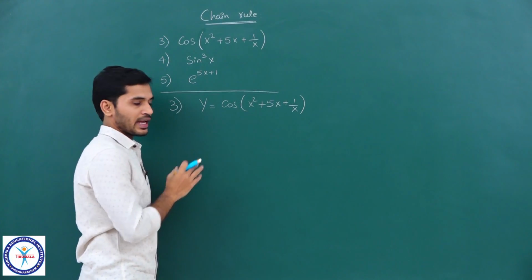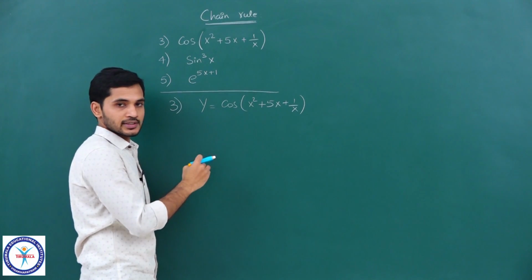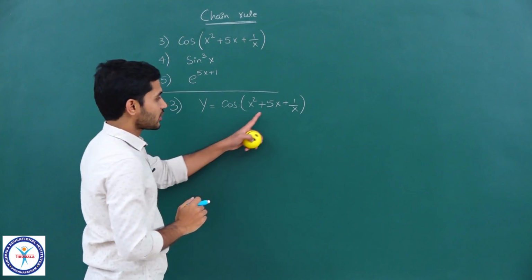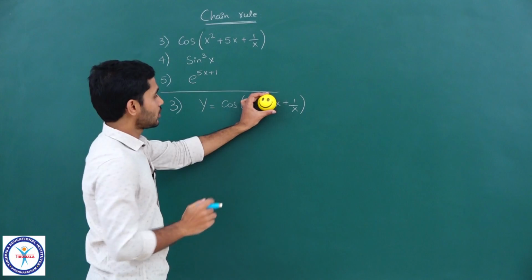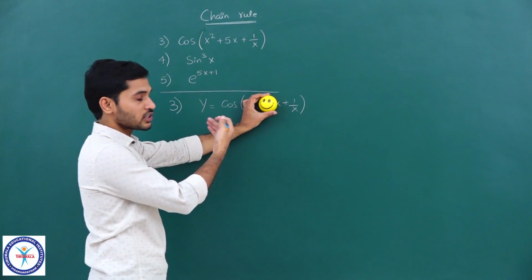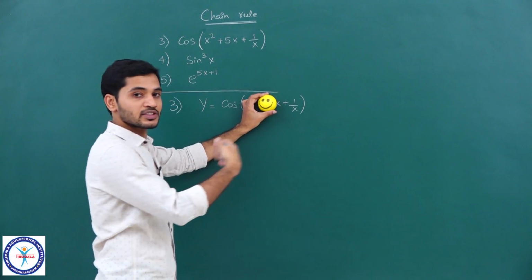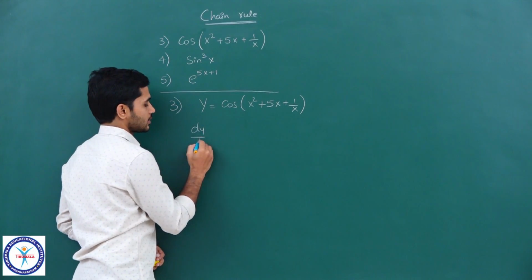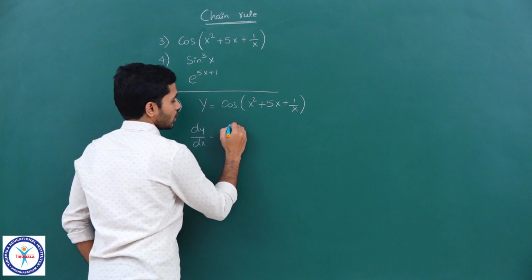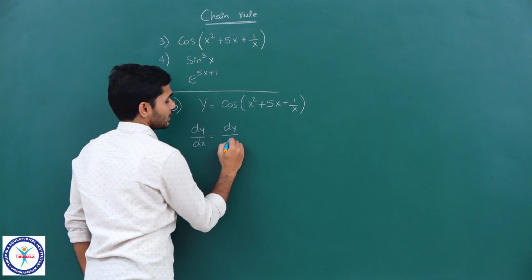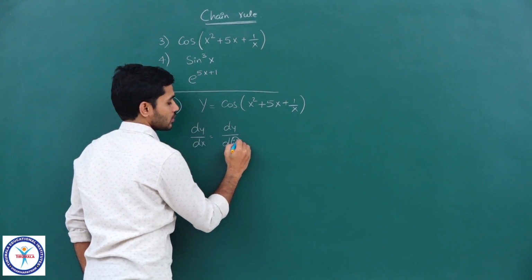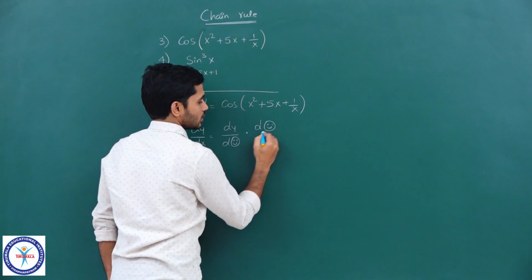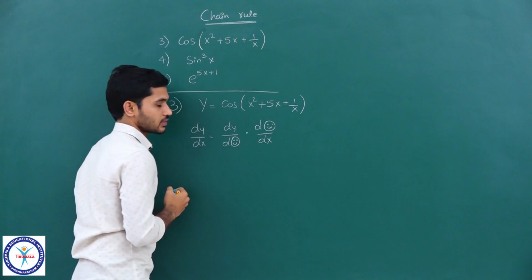Remember I'll use smiley for one or two cases and then I'll stop using smiley. We'll have to do everything in our mind. Okay. So, this is our smiley, right. So, I have cos smiley. First I'll differentiate that with respect to smiley and then smiley with respect to x. So, dy by dx is equal to dy by d smiley into d smiley by dx, correct.